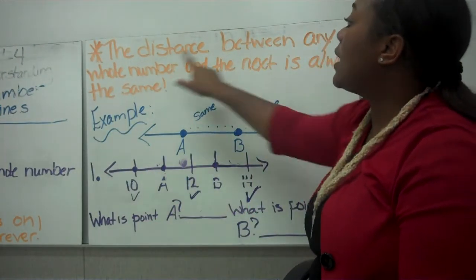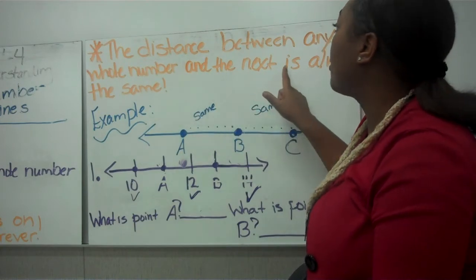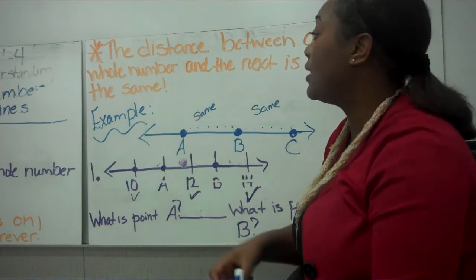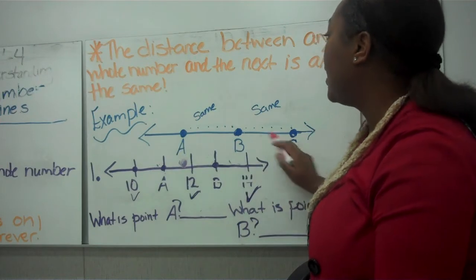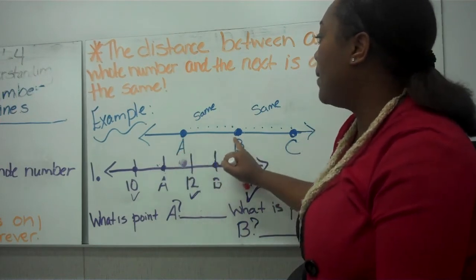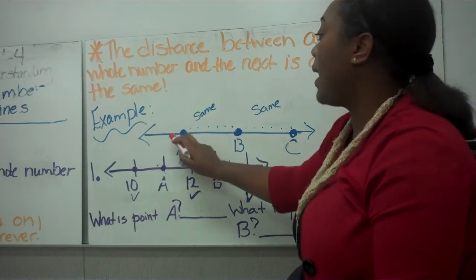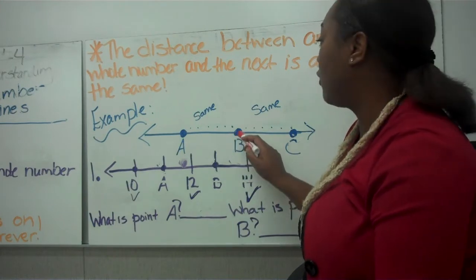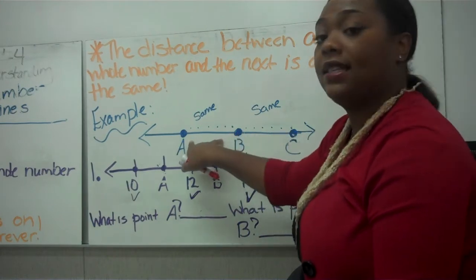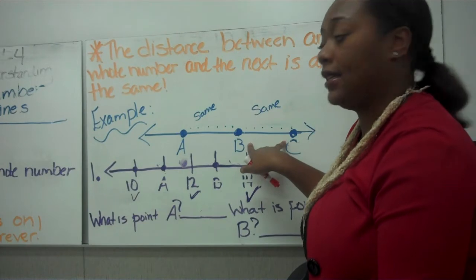The distance between any whole number and the next number is always the same. So for instance, if I had a number line like this, and I had point A, B, and C, the distance from A and B would be the same as from B and C. This distance is the same as this distance.